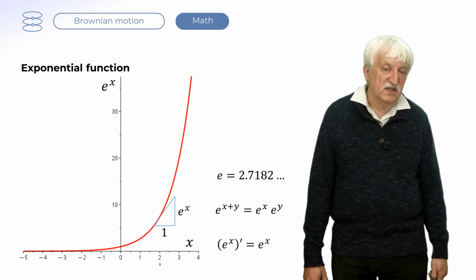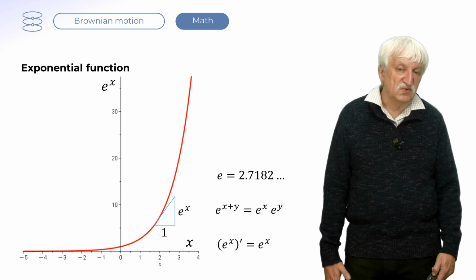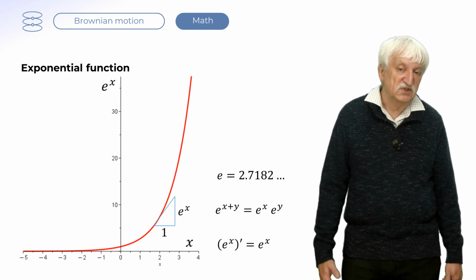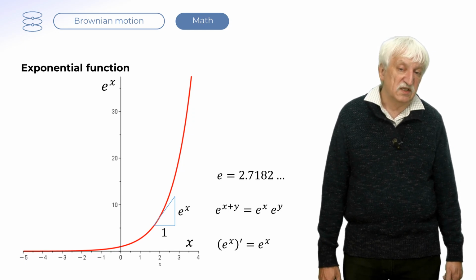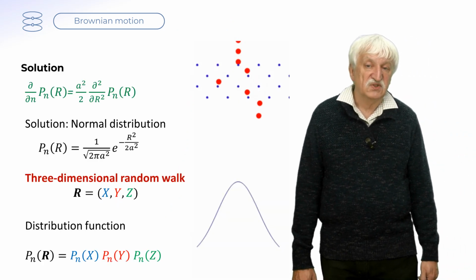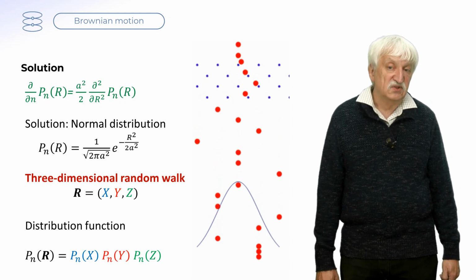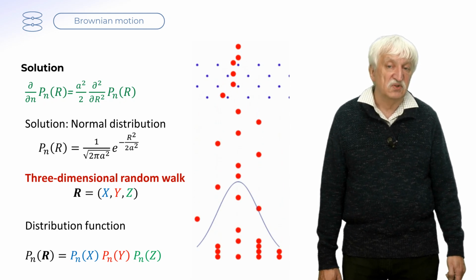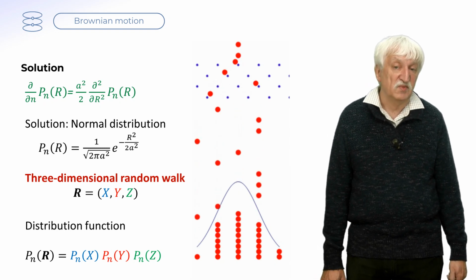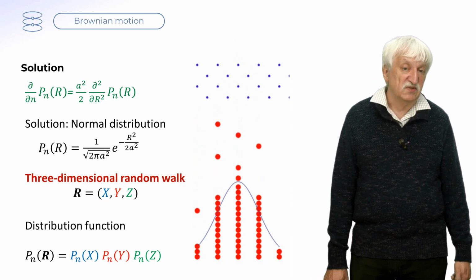The derivative is the slope at the point x of the curve of this function, and as you see, the slope is just e to the power of x. In green on this slide you can see the equation we want to solve, and the solution to this equation is a normal distribution, which is expressed through this exponential function.